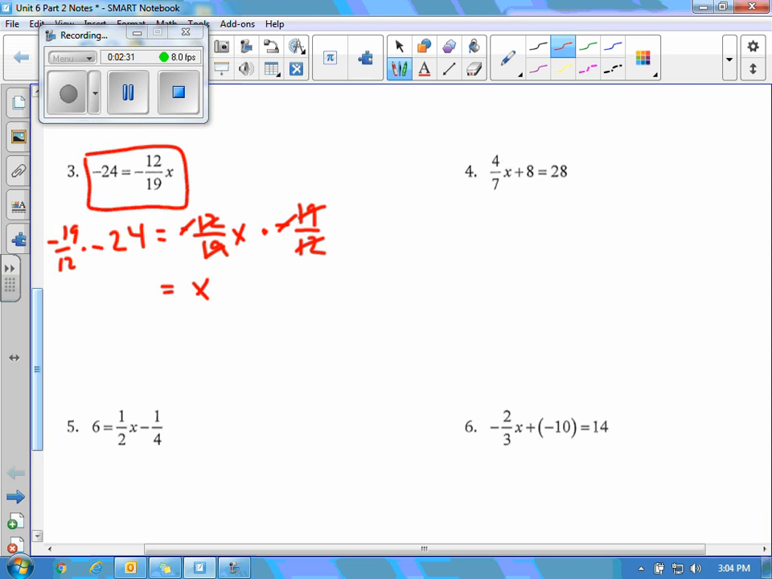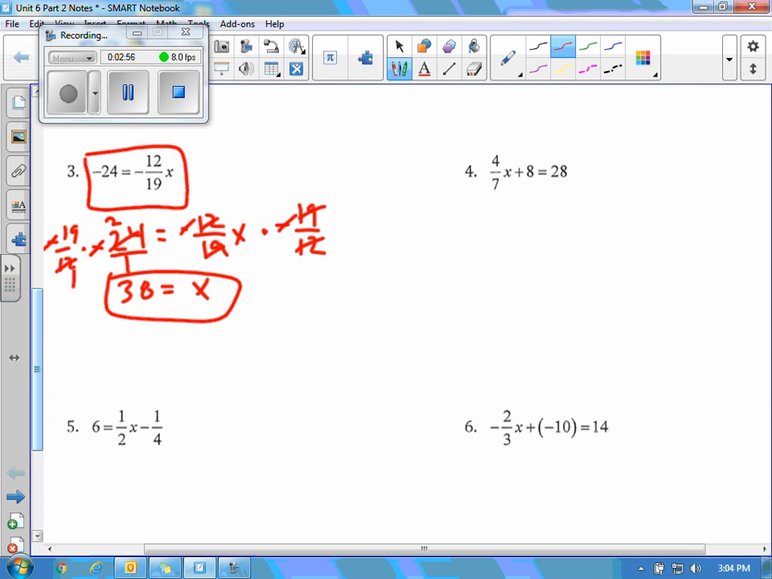Over on the left side, I'm going to put this over 1. The negatives cancel each other out, so I'm going to have a positive answer. And again, if I have something in the numerator and the denominator that can be reduced, I can do that. So 12 and 24 can both be divided by 12, so this becomes 1. This becomes 2. 19 times 2 is 38. So x would equal 38.